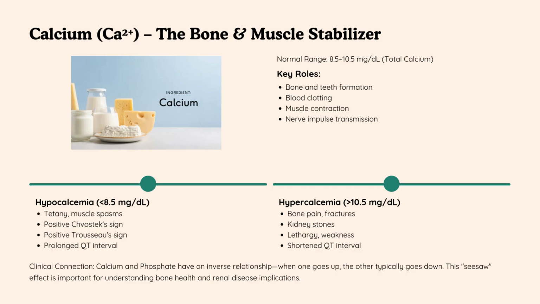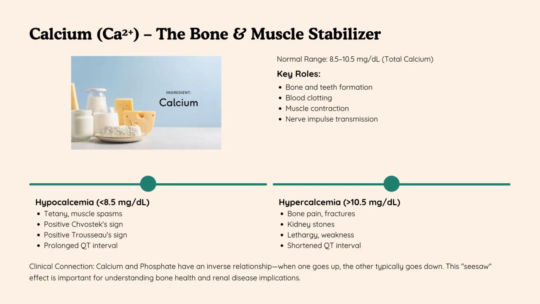Hypercalcemia reduces excitability. As I mentioned, hyper means something low in our body, low symptoms. In hypercalcemia, you will see bone pain, fractures. If we think about hyper meaning a lot of calcium in our body, where is that calcium coming from? It's coming from our bones depleting to generate that calcium. Bone depleting means our bones are getting weaker, so you will see bone pain, fractures.